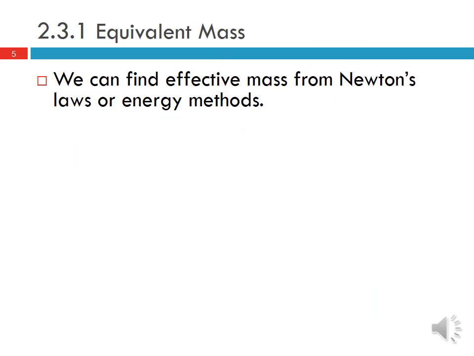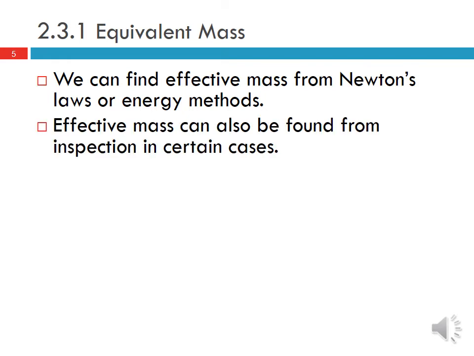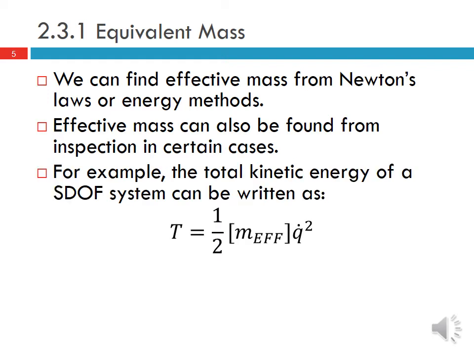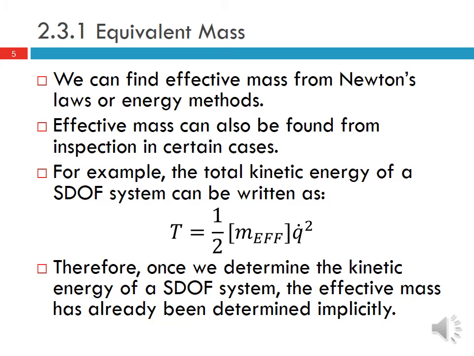Now we can find the effective mass from Newton's laws or from energy methods. The effective mass can also be found from inspection in certain cases. As an example, the total kinetic energy of a single degree of freedom system can be written as 1/2 m effective q dot squared, where q dot is the velocity. So once we determine the kinetic energy of the single degree of freedom system, the effective mass has already been determined implicitly, because we would already know what this term is.